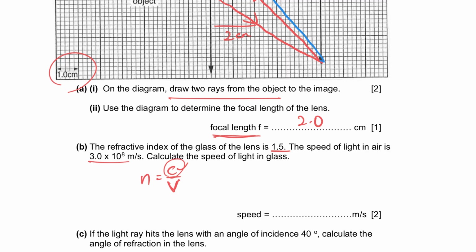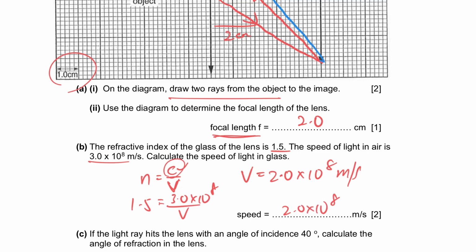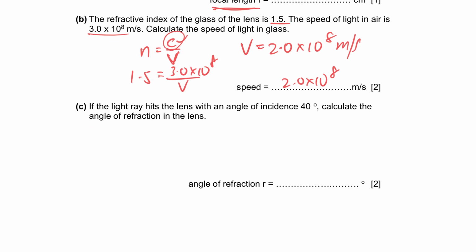Speed of light in the air or vacuum is the greatest. All right, which is 3.0 times 10 to the power 8. Then the V will be the speed of light in the glass, in the lens, and the refractive index is 1.5. So you will solve for V. It will be a very big number, but you're on the right track. You change to standard form, it is 2.0 times 10 to the power 8 meters per second. So that's the answer.